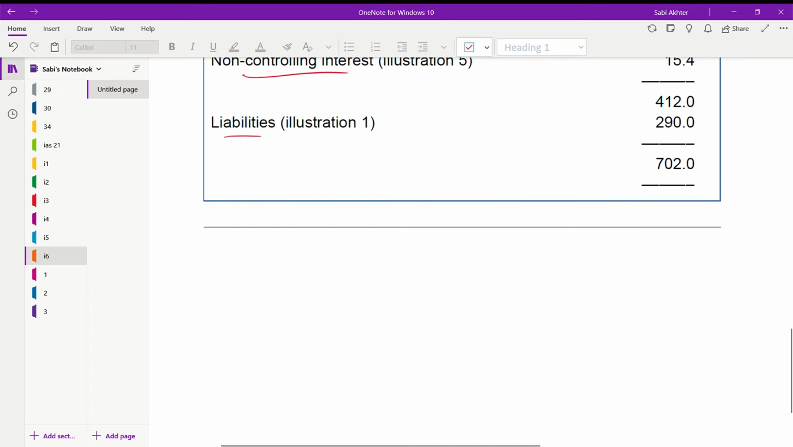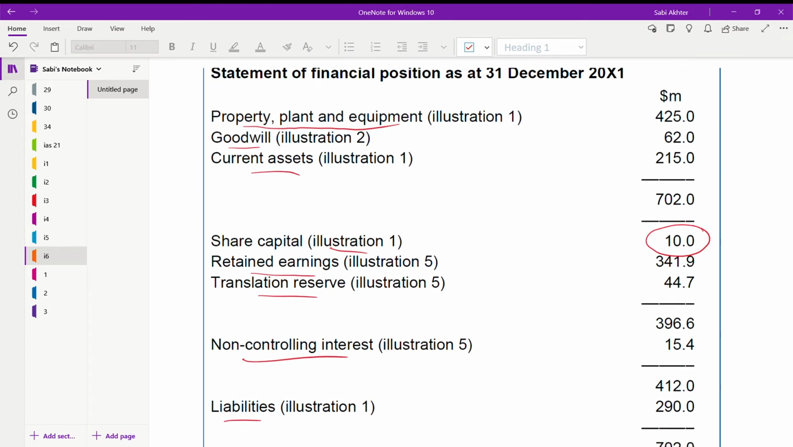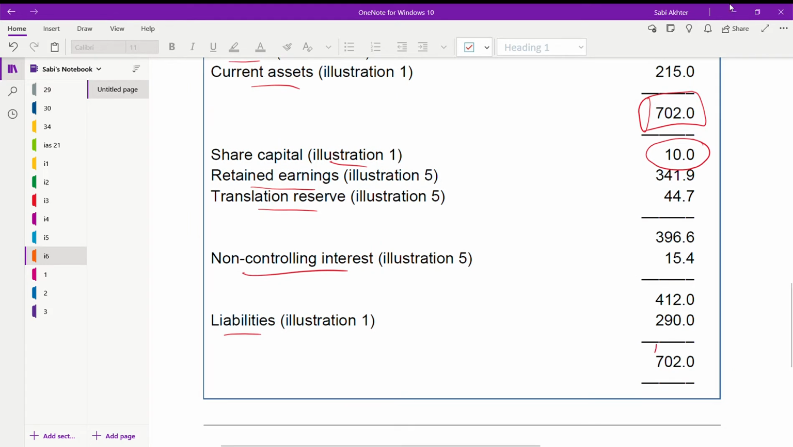So let's see whether it balances or not. Yes, it balances, 702, 702. But in your exam, you will not get a question like this where you have to balance it. You will be just asked to discuss, or you may just have to prepare extracts.